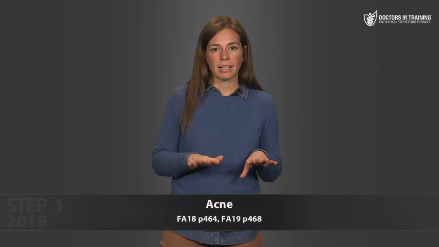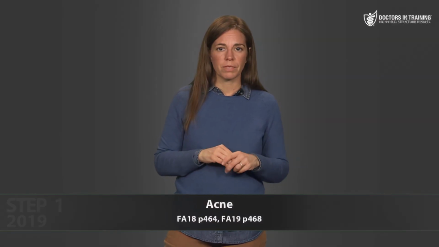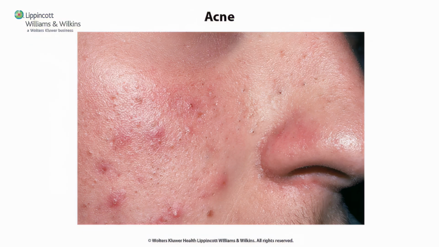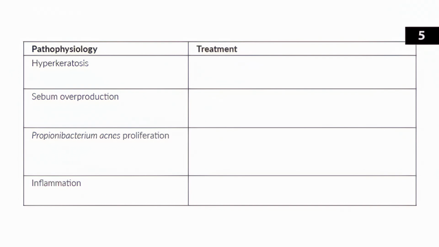Okay, let's talk about acne, which is high yield for step 1. So you all know what acne looks like. You've probably experienced it yourself. It's characterized by areas of skin with seborrhea, comedones, papules, nodules, and even scarring. Pathophysiology. Well, there are 4 components to acne. There's hyperkeratosis, too much keratin, sebum overproduction, Propionibacterium acnes proliferation, and inflammation.